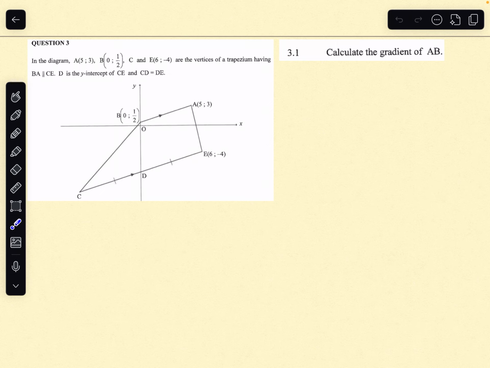Right, then we're told D is the y-intercept of CE, and CD is equal to DE. In other words, D is the midpoint of this line segment CE. Okay, cool. The first thing we're asked to do is to calculate the gradient of AB. We know the coordinates of B, we know the coordinates of A, so this is just a straightforward application of the gradient formula.